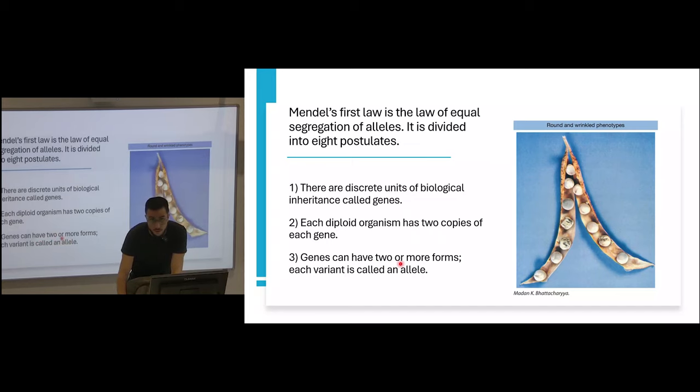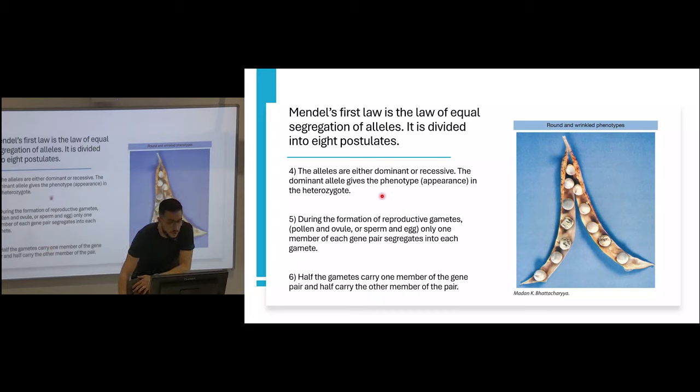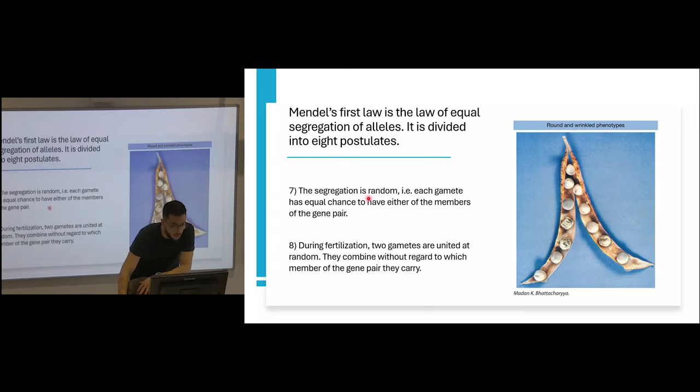Based on, now that you know, the DNA sequence and the mutations that happen in there. And that alleles had a relationship between them, meaning that one is recessive and one is dominant. You can see this in the heterozygote, right? We also saw that during the formation of gametes, only one member of each gene is segregated to the gamete, not both. And so this is the law of equal segregation, basically. Half of the gametes will carry one of the two alleles, and the other half will carry the other. And also that this segregation is random, okay?